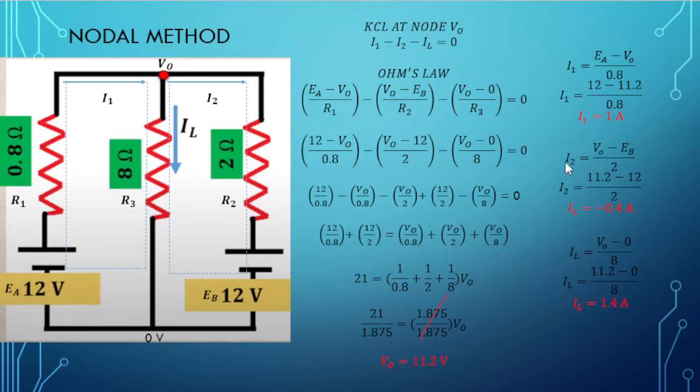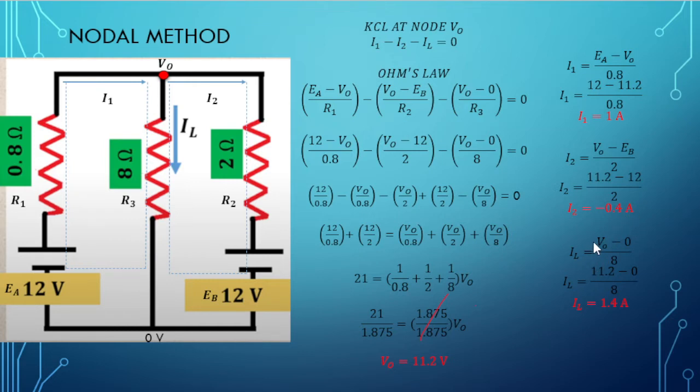We're getting I2. So we have here VO minus EB divided by 2, where 2 is the resistor R2. So 11.2 minus 12 divided by 2. So the answer for I2 is equal to negative 0.4 ampere.